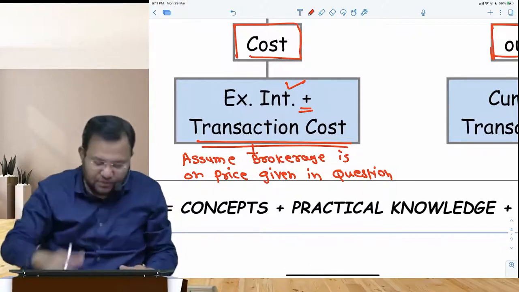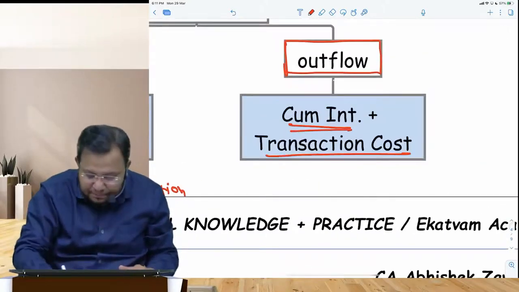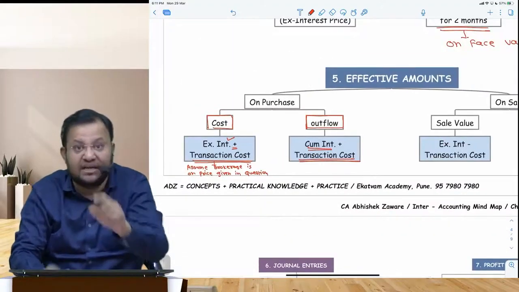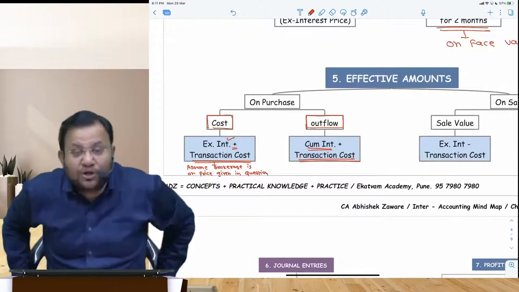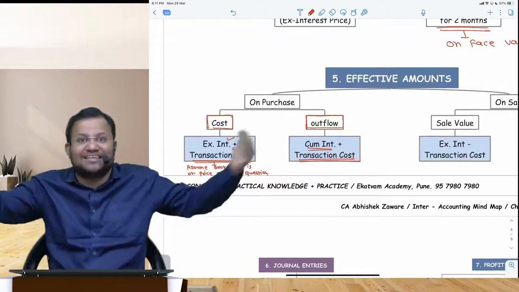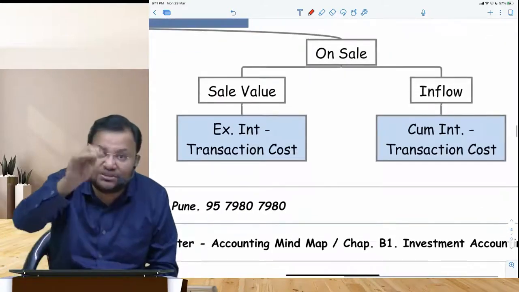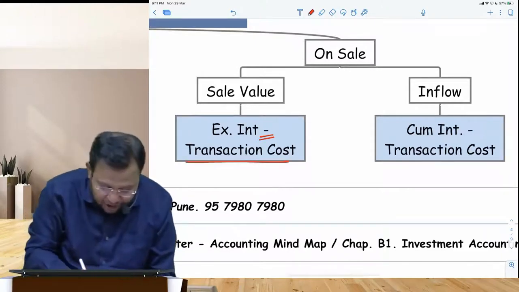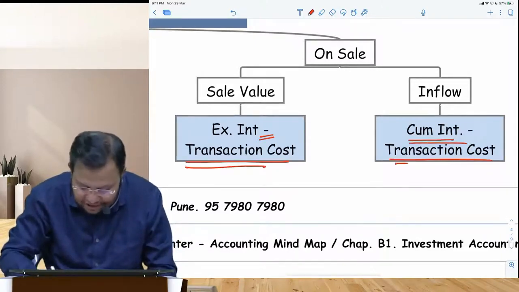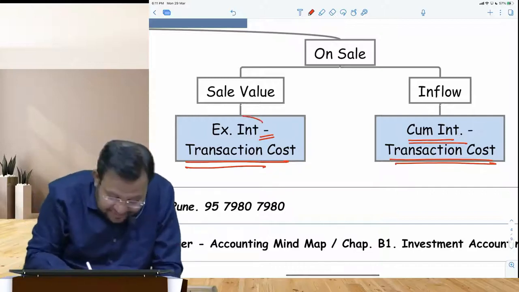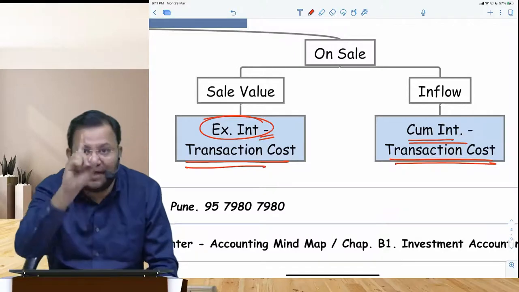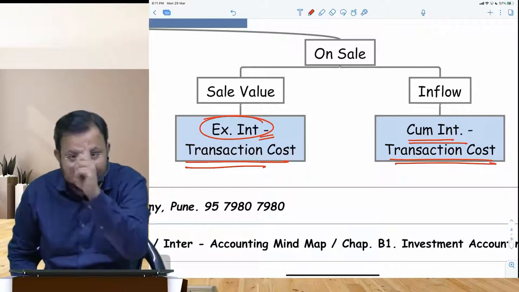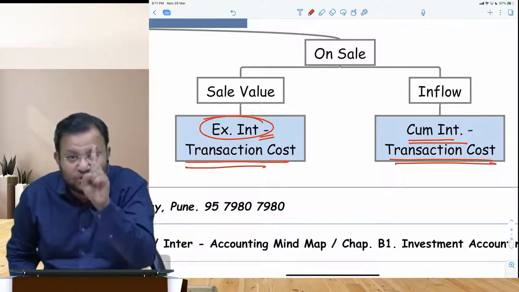But the money that goes from your bank account is cum interest price plus the transaction cost, because you have to pay the interest. The interest paid by the buyer to the seller is not a cost to the buyer because it is going to be reimbursed. It's like an input tax credit. When you sell, your effective sell value is ex interest minus transaction cost, that is brokerage. Cum interest minus transaction cost is what you are going to receive in your bank, but your effective sell value is ex interest minus transaction cost. So remember, your cost or sell value on an effective basis is always calculated with reference to ex interest price.